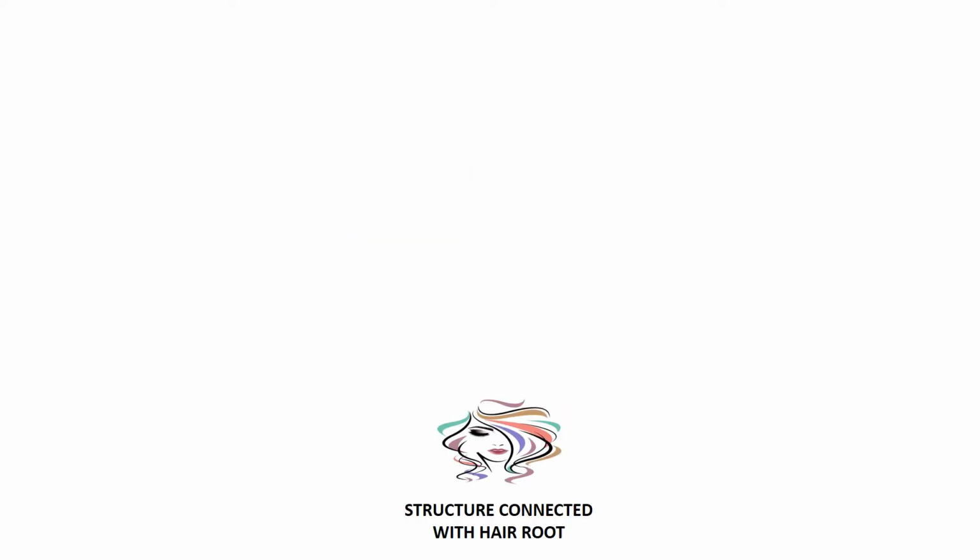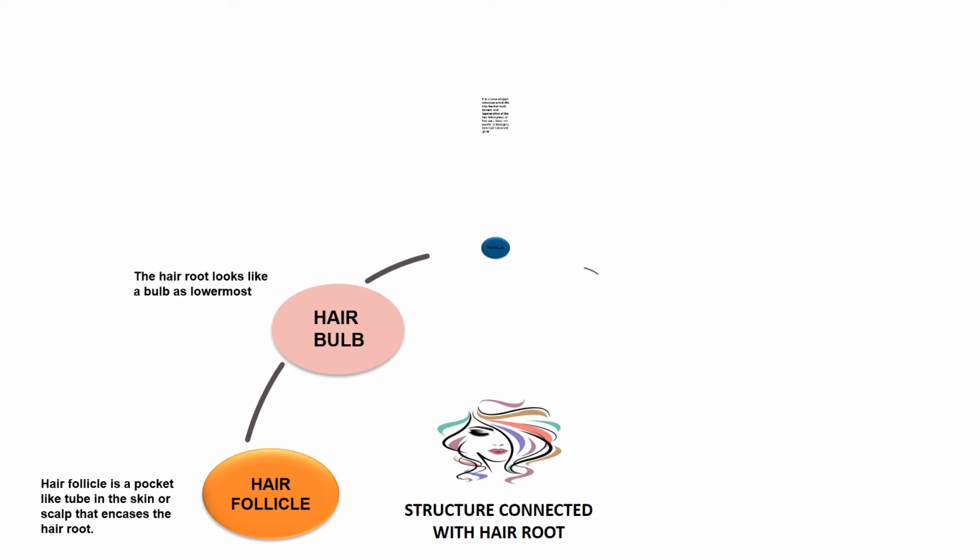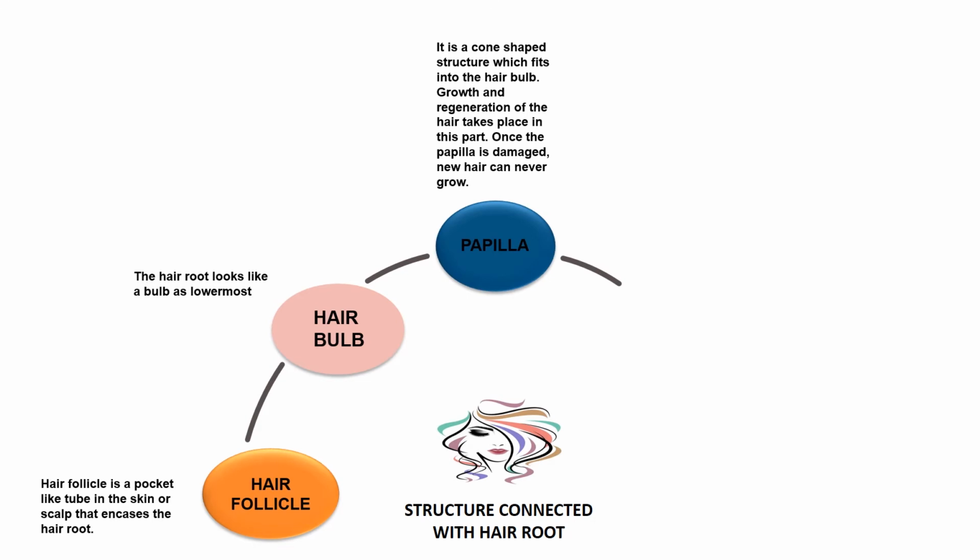Let's move further with the structures connected with the hair root. First is the hair follicle. It is a pocket-like tube in the skin or scalp that encases the hair root. Hair bulb: the hair root looks like a bulb at the lowermost part. The papilla: it is a cone-shaped structure which fits into the hair bulb. Growth and regeneration of hair takes place at this part.